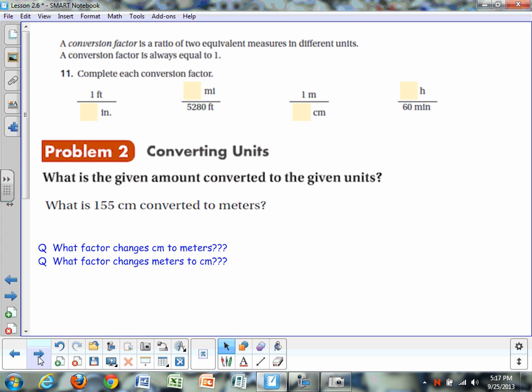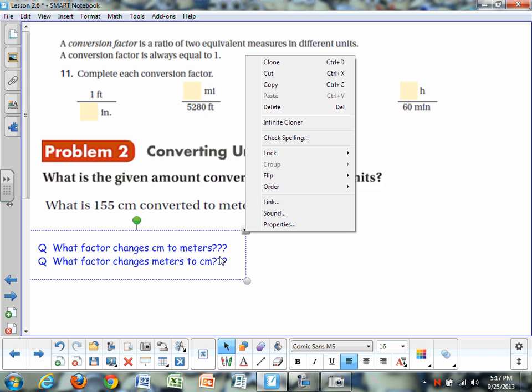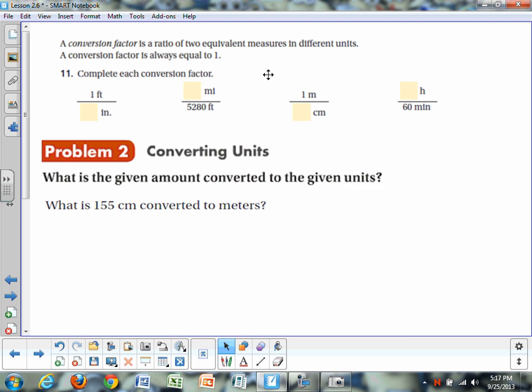Okay, we're going to learn how to convert units. And one thing we're going to do to convert units is use conversion factors. Conversion factors are always equal to 1. That's important because that means we can multiply them and they're not going to change the value. They'll just change what the units that we use to represent the value. So here's some that we're going to use. 1 foot is 12 inches. 1 mile is 5,280 feet. 1 meter is 100 centimeters. 1 hour is 60 minutes.